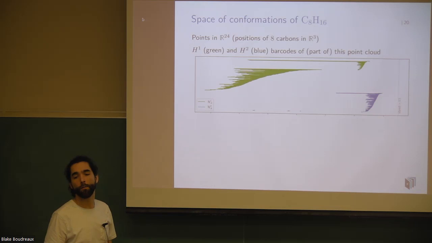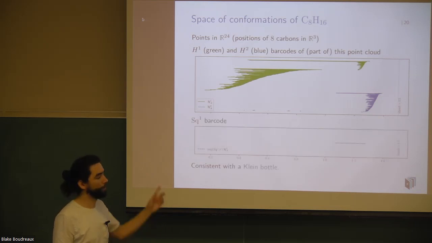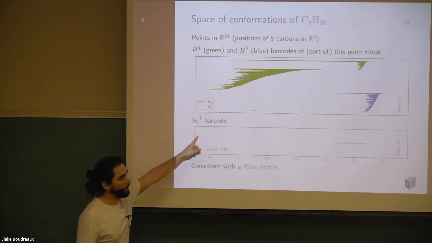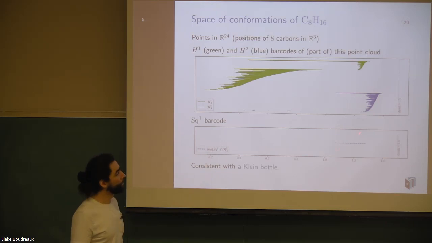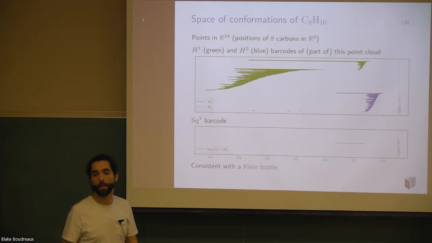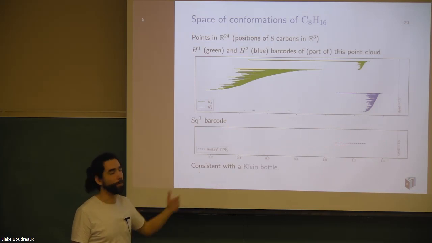And we offer more evidence for that by considering the first Steenrod square, because this barcode is non-trivial. And as we saw at the beginning, this is a telltale difference between the Klein bottle and the torus. And as I said, this offers more evidence for what chemists already suspected.